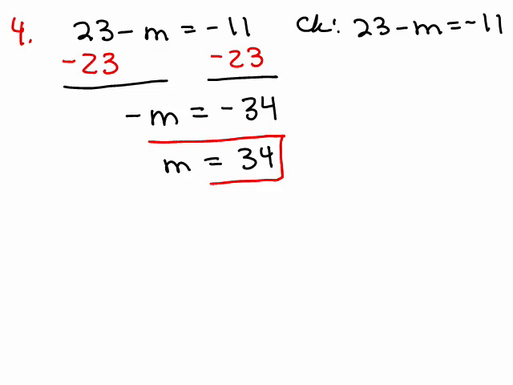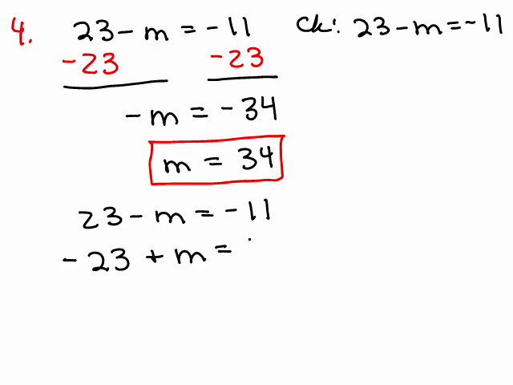Alternative way to do this is, anytime you have a minus sign in front of the variable, you can just take the opposite of all the terms on both sides before you start the problem. So if I do that, I'm multiplying both sides by -1. That's really the same thing as taking the opposite of something. So I would change that to a -23, change that to a plus m, and change that to plus 11. So this is another way of approaching the problem.